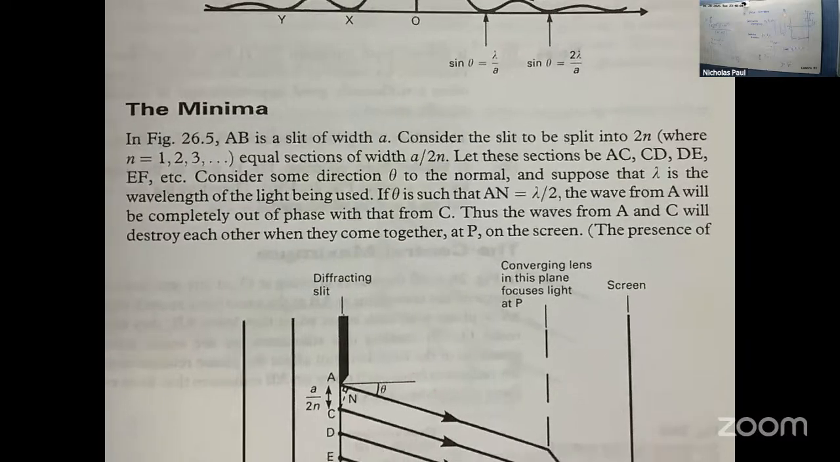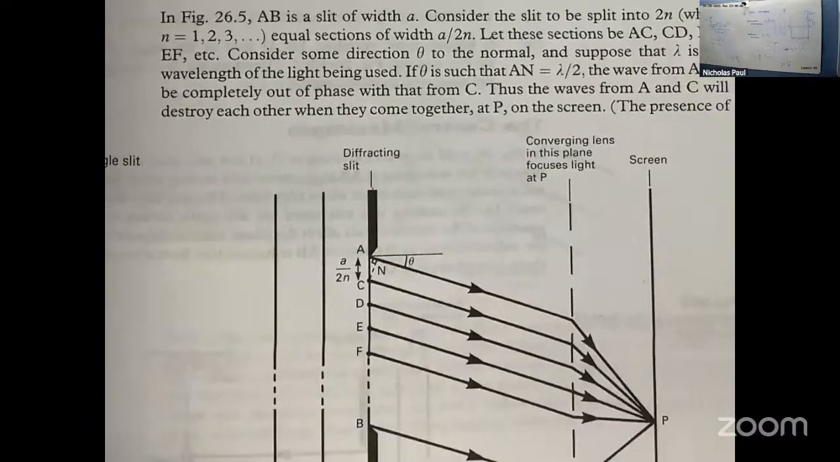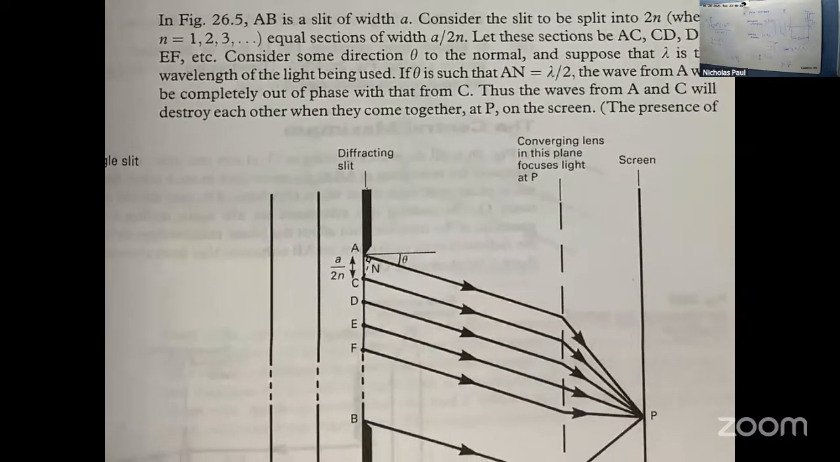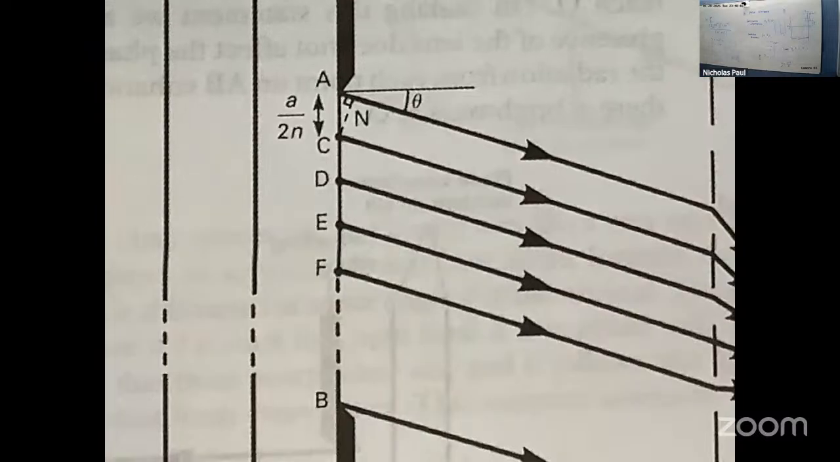Right, in figure 26.5, that's underneath here. AB is a slit of width a. And that whole width there, that whole thing there, is small a.